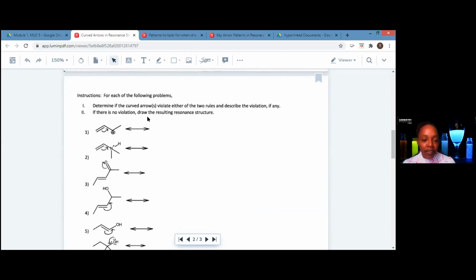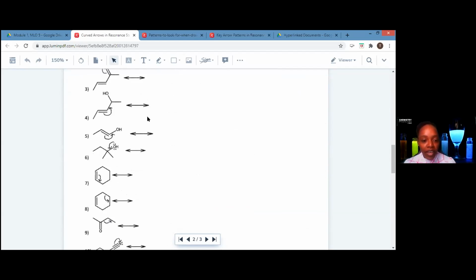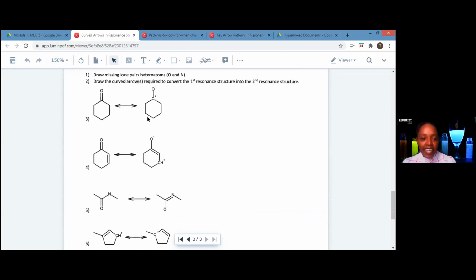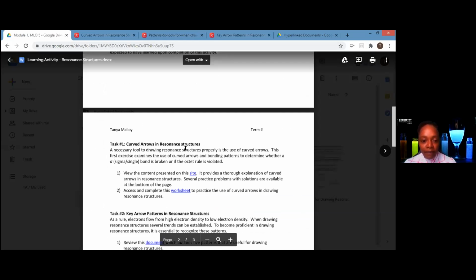So using the curved arrows, what the result of that will look like. And then the second page of this activity gives the students 2 different resonance structures and now asks them to show the arrows. So 2 different ways to target the same concept.